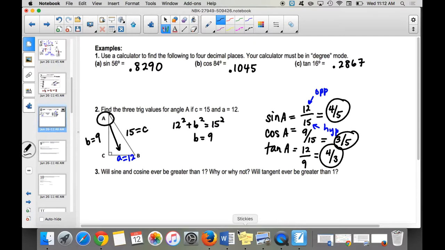Okay, critical thinkers, let's see if you can figure this out. So it says, will sine and cosine ever be greater than 1? Why or why not? Will tangent ever be greater than 1? So sine and cosine. So we just had 4/5 and 3/5. Are we ever going to have like 5/4, 5/3, something like that? Will it ever be bigger than 1? I see some of you shaking your head. No. Why? You're right. It can't be bigger than 1. Do you guys get it? It's opposite over hypotenuse, or adjacent over hypotenuse for cosine, right? Hypotenuse is always the biggest.